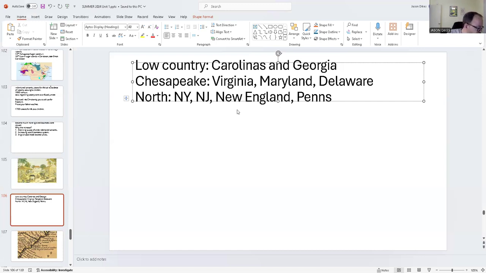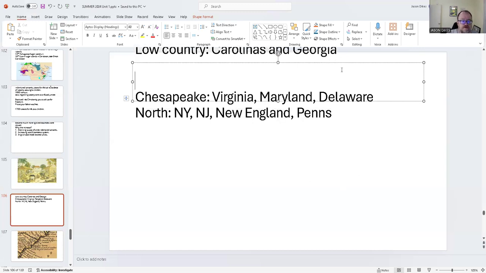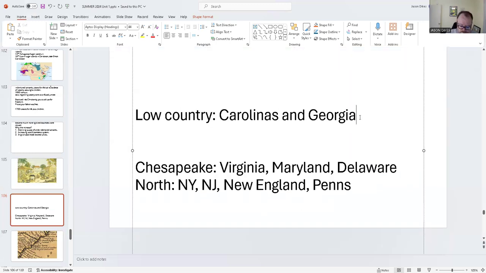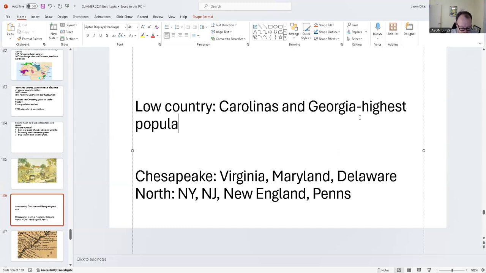So let's start with population. Okay, the highest population of slaves is going to be found in the Low Country. There will be places where slaves will outnumber whites 6-1, 7-1, 10-1. All right.